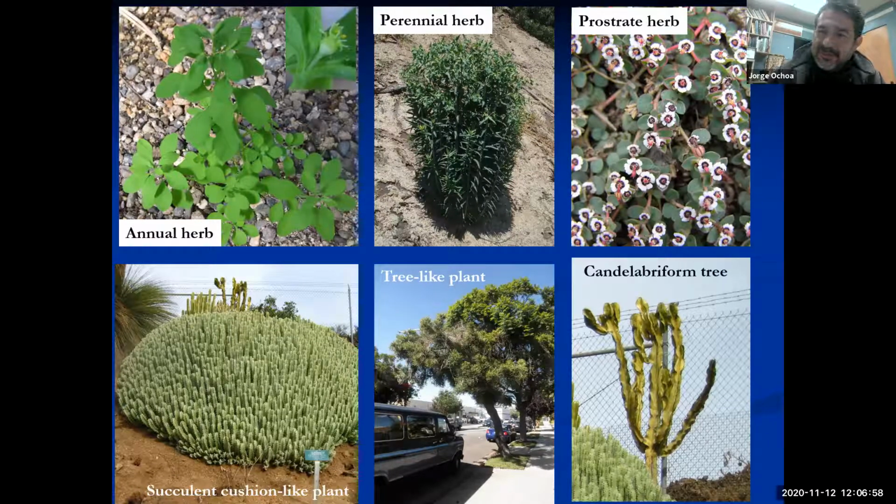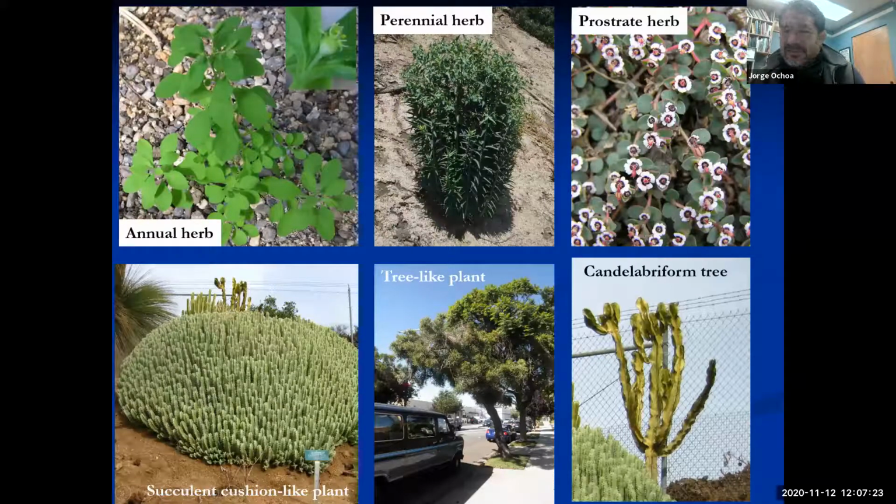So prostrate herbs, or you have succulents, because many of them come from very dry climates. You have succulent cushion-like plants that will have either very small leaves or no leaves, or drop the leaves early on. But you have some kind of cushion-like form. You also have some tree plants.